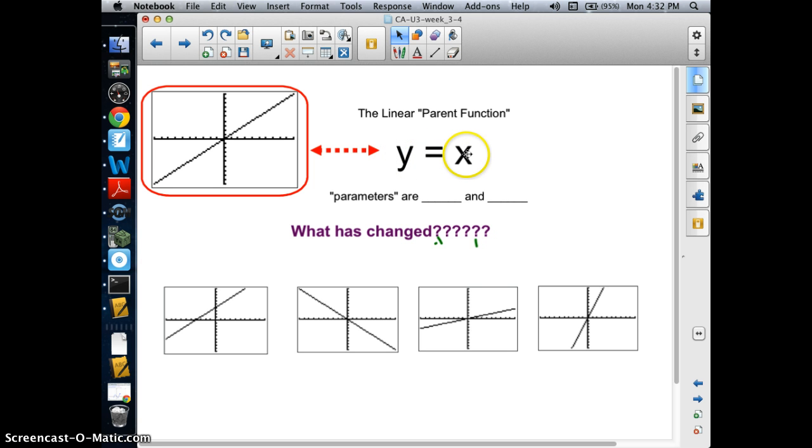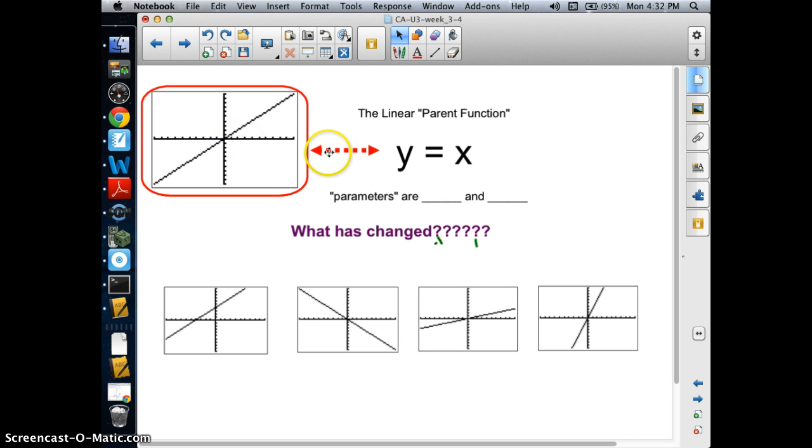x. Notice my slope is 1 when there's no number in front of the x. We assume there's a 1 there. And the y-intercept is 0 because this is like saying plus 0. There's nothing after the x. So this is the graph of the line y equals x.